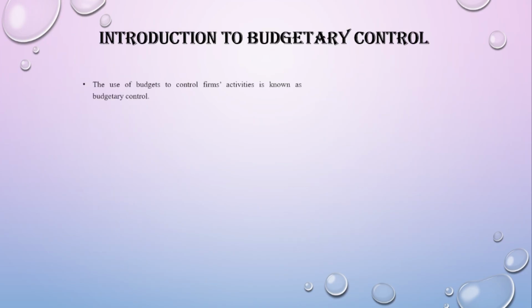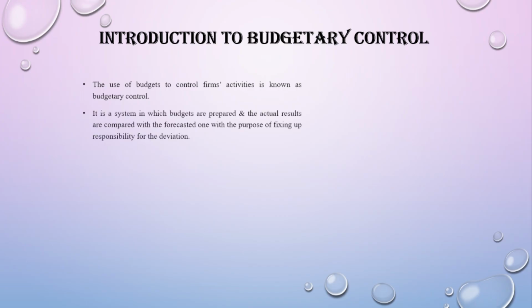Introduction to budgetary control. The use of budgets to control firms' activities is known as budgetary control. Secondly, it is a system in which budgets are prepared and the actual results are compared with the forecasted ones, with the purpose of fixing responsibility for the deviations.